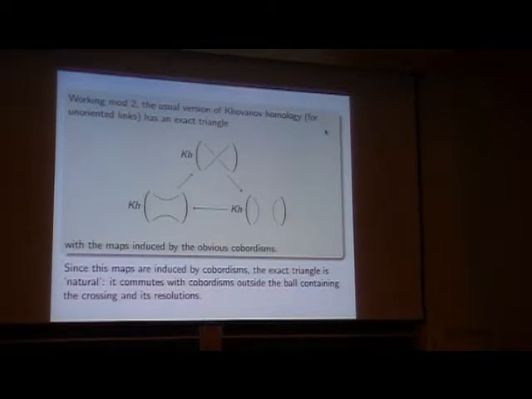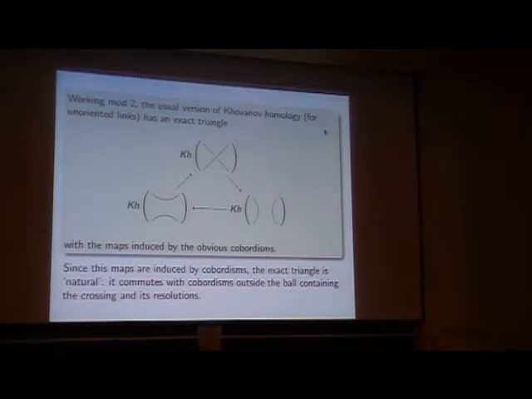maps in this exact triangle are induced by the obvious cobordisms. So what do I mean here? I've got the Khovanov homology of 3 different links here, which are related by resolving some crossing. And what I'm saying is that if you look at the homologies for these 3 links, there's a long exact sequence related. But the important thing is that the maps are actually induced by cobordisms. Going from each little link to the next one, there's an obvious saddle move that gets you from one to the next. Okay? Now, since the maps there are induced by cobordisms, this exact triangle is natural.